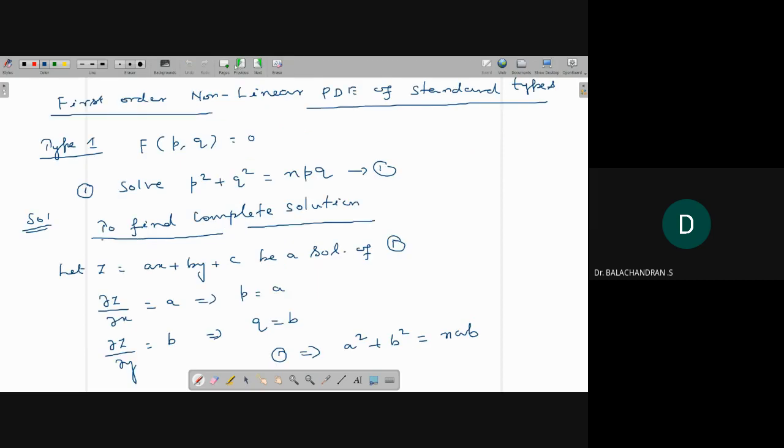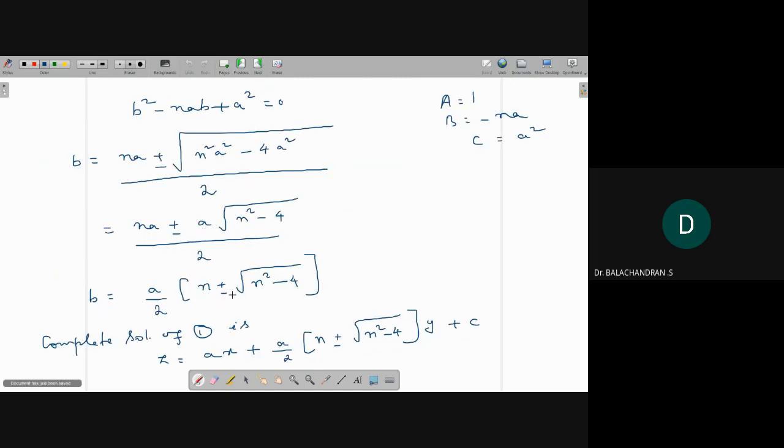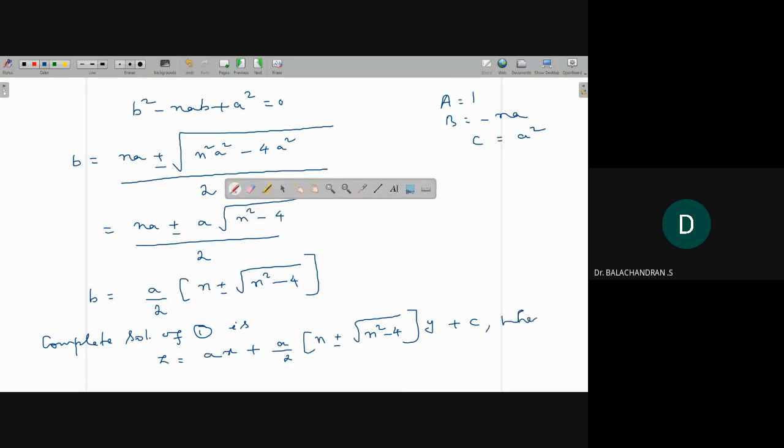Already I told you what we mean by complete solution. The definition: a complete solution contains as many arbitrary constants as the number of independent variables. So it should contain two arbitrary constants, because x and y are independent variables. But here a, b, c are three arbitrary constants. That's why I am writing either b is a function of a or a is a function of b. I reduce the number of arbitrary constants to only two, a and c, where a and c are arbitrary constants. First part is over.